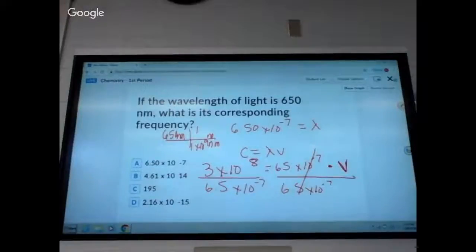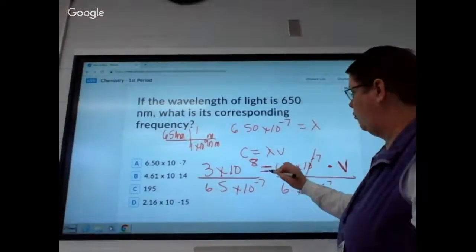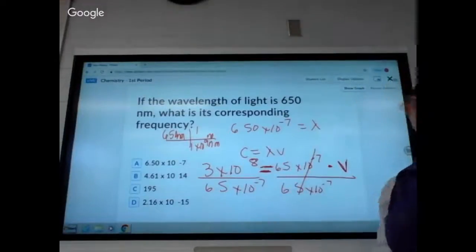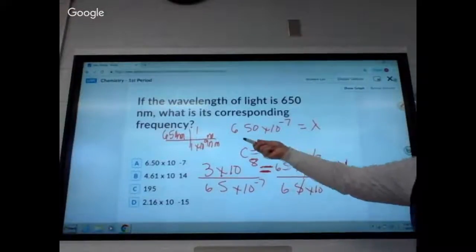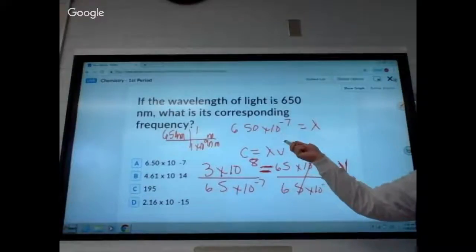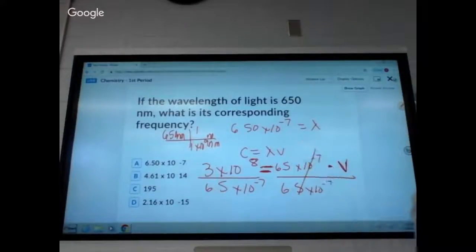But I thought when you have them beside each other, like how lambda and frequency are beside each other, you were supposed to multiply. You do, but they're not beside each other. These were across the equal sign, so that's why we had to divide. In the formula, lambda and frequency are beside each other, so you would multiply, but we're solving for V. We've got C equals lambda times V. So we have this number and we have this number, and we're solving for this number. So we have to divide.